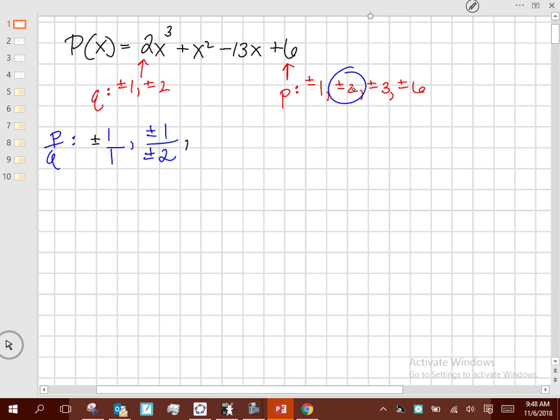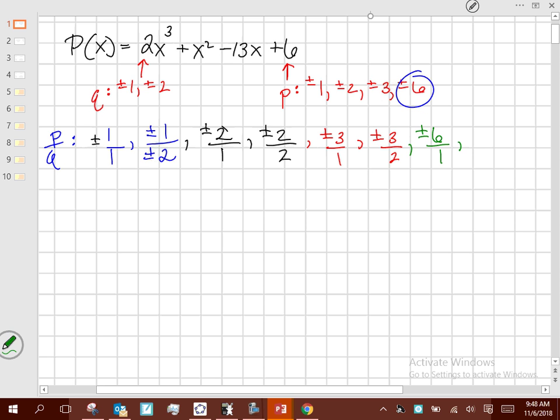But now I'm going to do that with 2. So 2 will be plus or minus 2 over 1, and then plus or minus 2 over 2, right? And then I'm going to go to the next one. So we'll go plus or minus 3 over 1, plus or minus 3 over 2. And then the last one would be plus or minus 6 over 1, plus or minus 6 over 2.